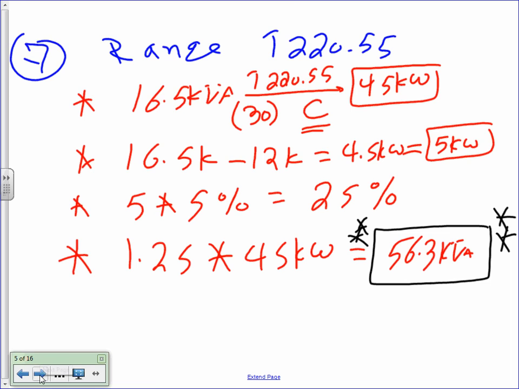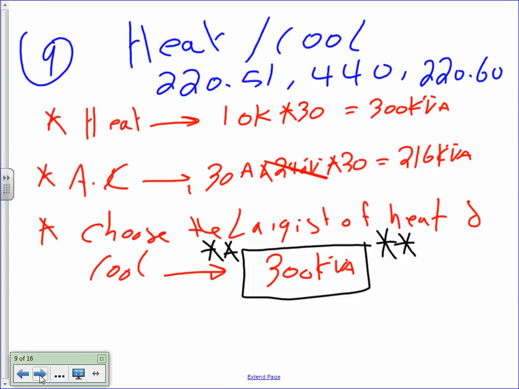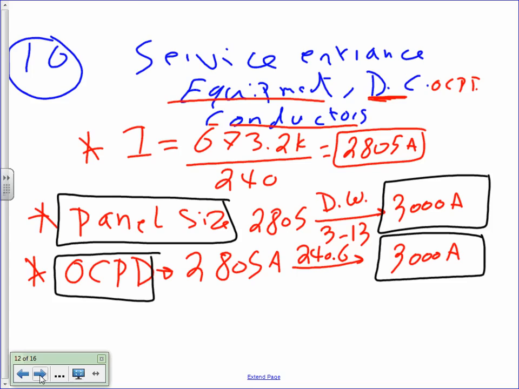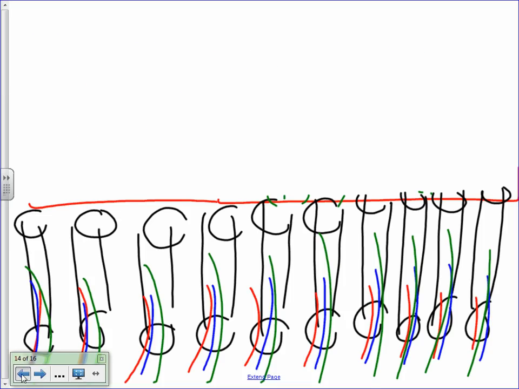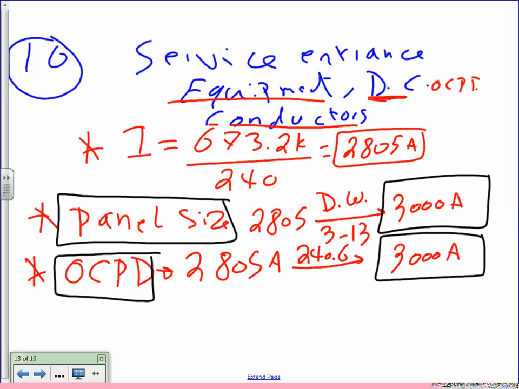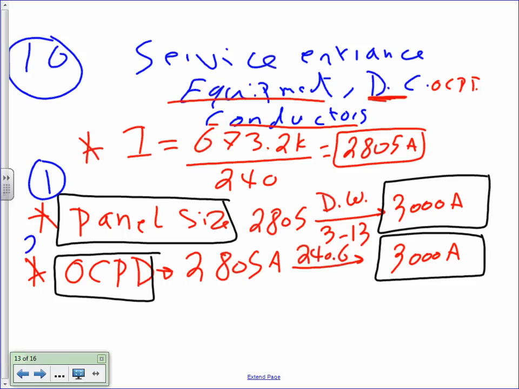Having said that, let's size the neutral before we move on. Here's my 15. The panel was number 1, and the overcurrent protection device was number 2. These are the two numbers I sized. Now I'm going to size the conductors.